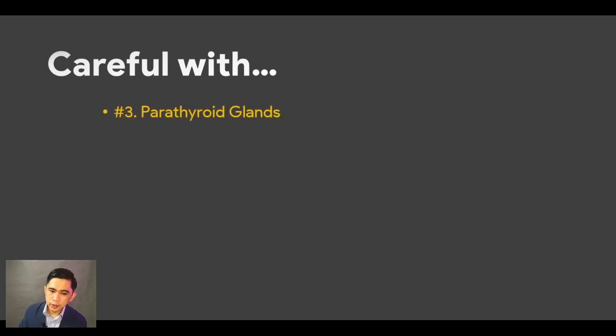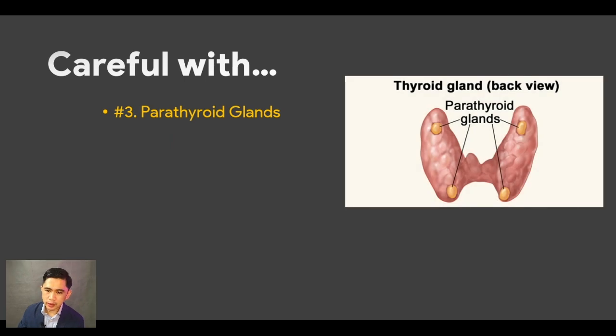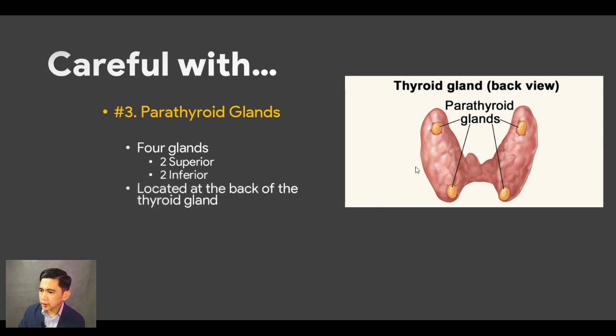Next, we should be careful with the parathyroid glands. The parathyroid glands are composed of 4 glands: 2 superior parathyroid glands and 2 inferior parathyroid glands. These are located at the back of the thyroid. This is the thyroid when seen at the back. Parathyroid glands are seen over here: superior, superior, inferior, inferior. This is the butterfly-shaped thyroid. It is just at the back.